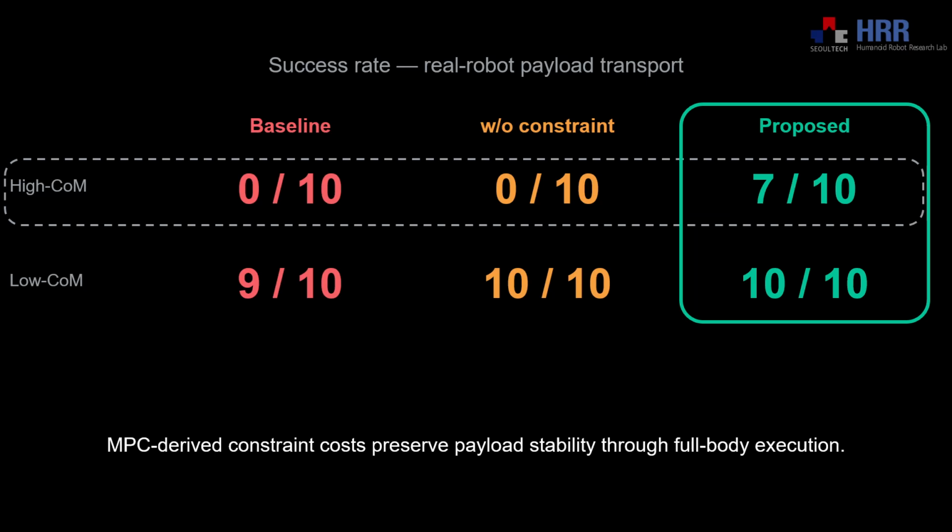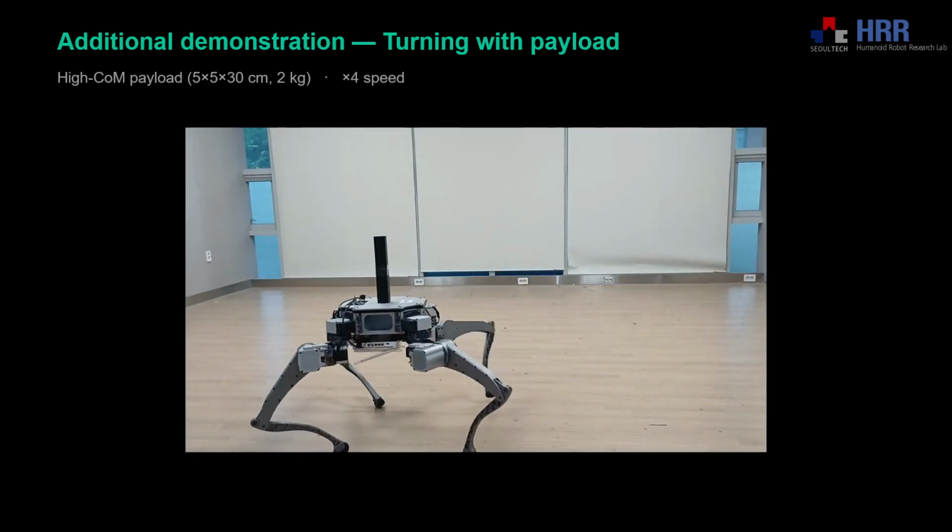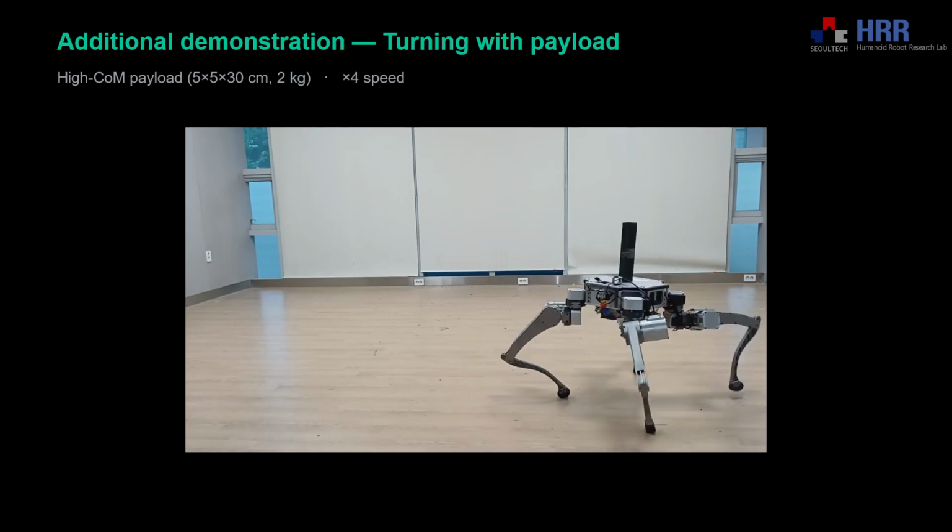With the high center of mass payload, both comparison policies failed, while the proposed method succeeded in 7 of 10 trials. This is because the MPC-derived constraint costs carry the planning stage stability conditions into full-body execution. Finally, the payload remains stable not only in forward and backward walking but also under turning commands.